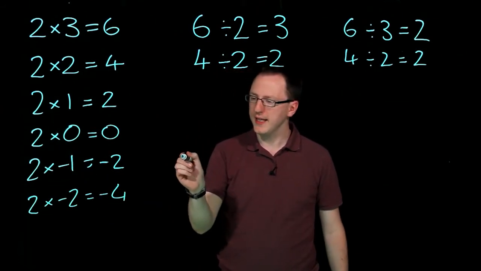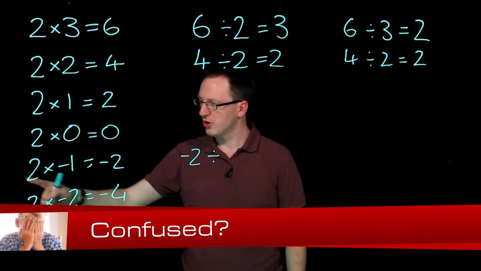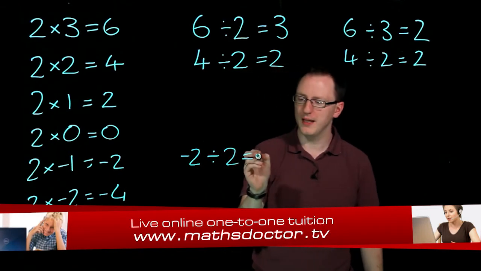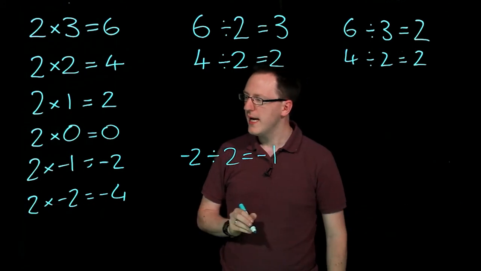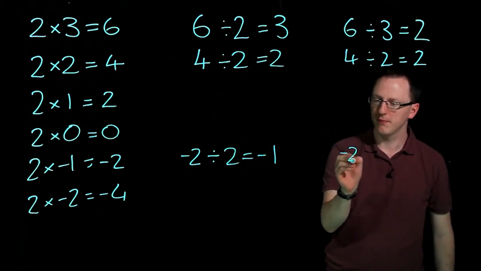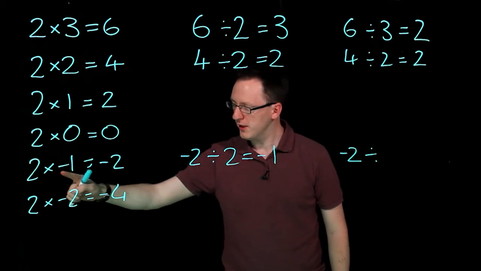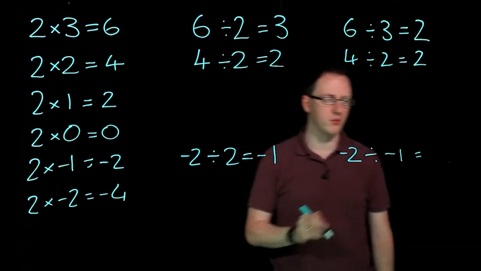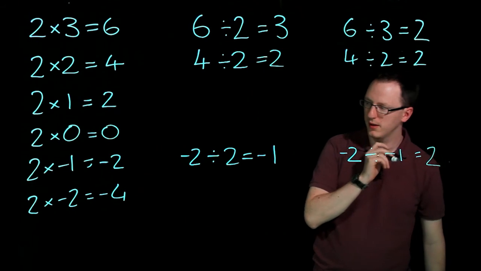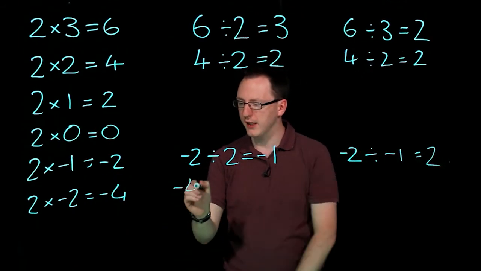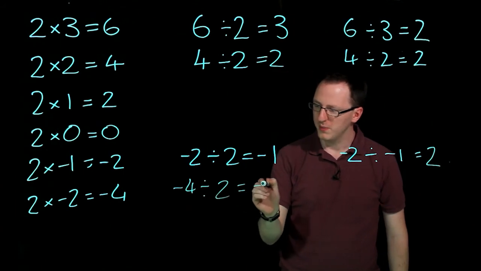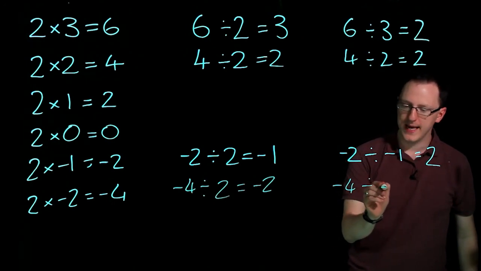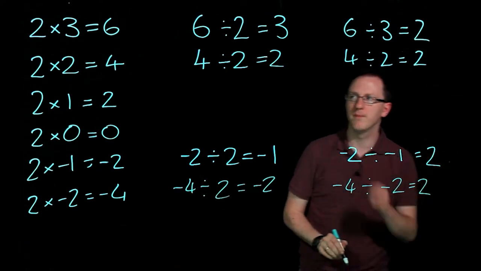Well, let me look at the multiplication facts that we can derive from this calculation. We can see that negative 2 divided by 2 must equal negative 1, because that's what would be left when we divide it by 2. Equally, we can see that negative 2 divided by negative 1 must equal 2, because that's what would be left there. Here, we can carry on the pattern. Negative 4 divided by 2 would be negative 2. And negative 4 divided by negative 2 would equal 2.